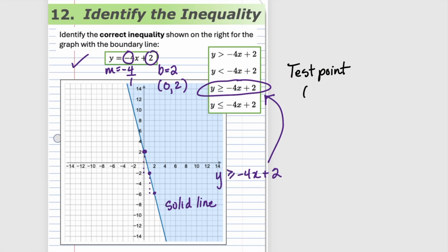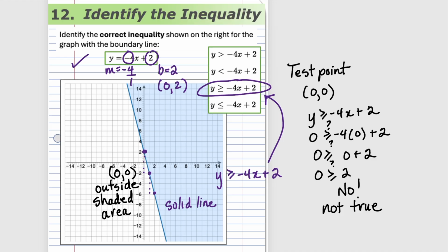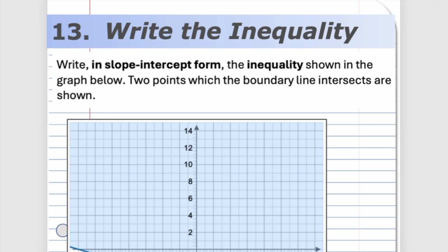We'll do a test point. 0, 0 will not be in the solution. Using the equation, 0 is greater than or equal to -4(0) plus 2. Is that true? 0 is greater than or equal to 0 plus 2. 0 is greater than or equal to 2. No. Not true. Therefore, we were right. That 0, 0 is outside the shaded area. So we're good.